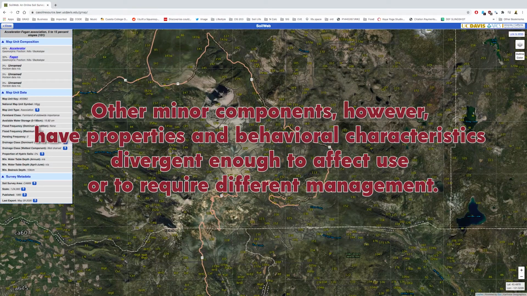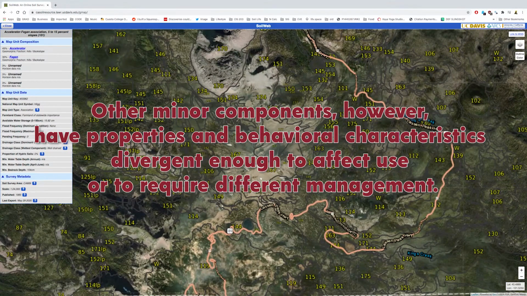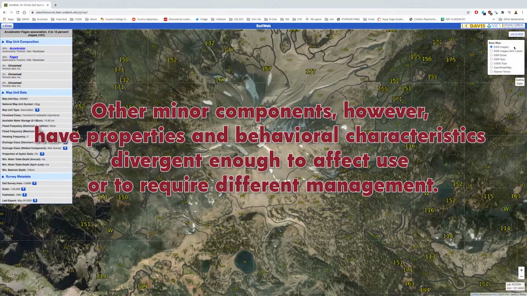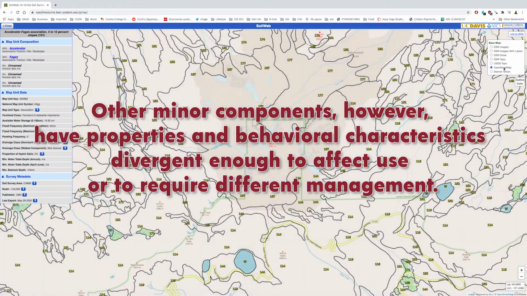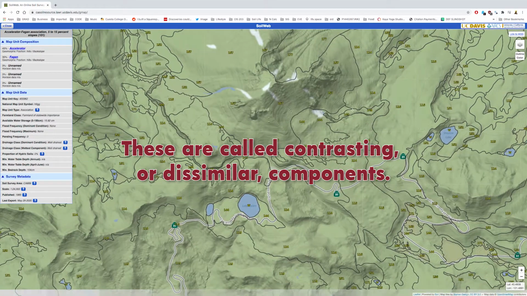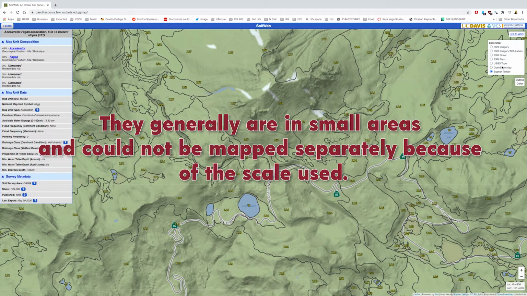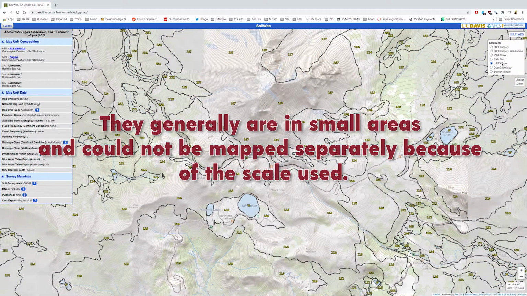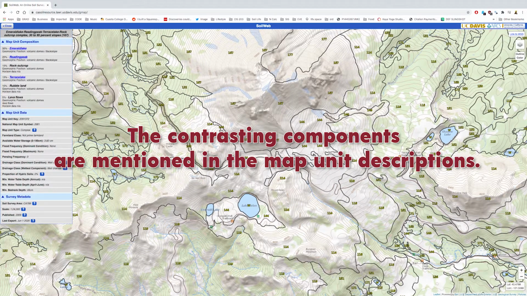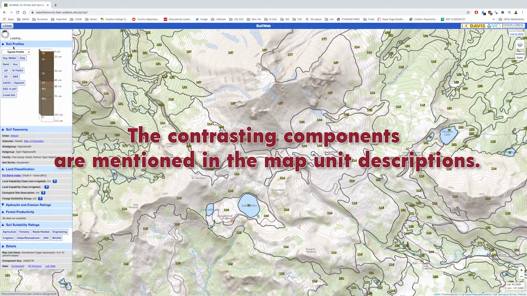Other minor components, however, have properties and behavioral characteristics divergent enough to affect the use or require different management. These are called contrasting or dissimilar components. They generally are in small areas and could not be mapped separately because of the scale used. The contrasting components are mentioned in the map unit descriptions.